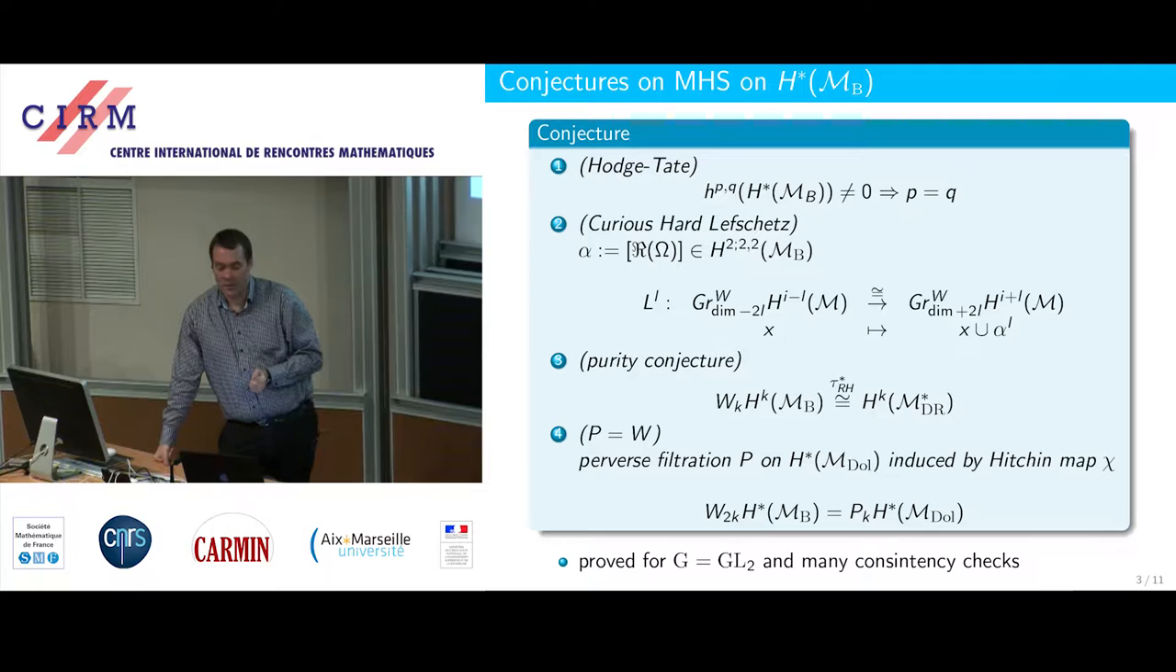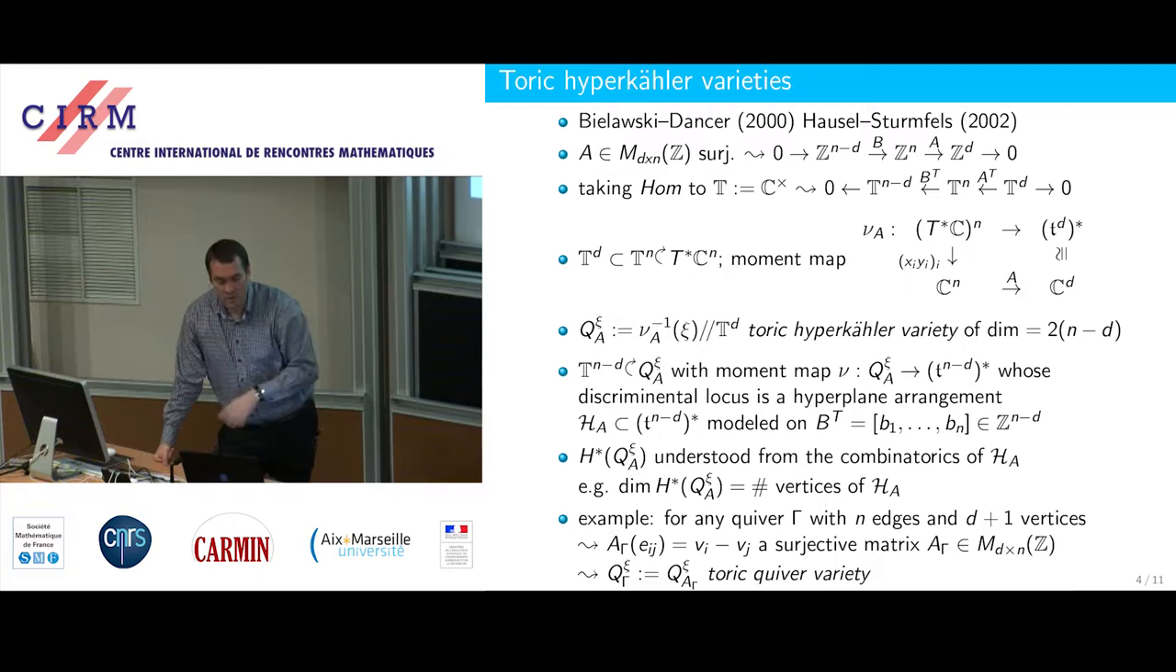So before giving you the definition of these varieties, let me start with something which has been around for 15 years now, introduced by Bielawski and Dancer, the toric hyperkähler varieties. These are hyperkähler analogs of toric varieties, which you can think of as toric Kähler varieties. And then soon after with Ben Stolfels, we had an algebraic geometry approach, and that's the one I'm going to present here, to construct these toric hyperkähler varieties. So it comes from the data of a d times n surjective integer matrix.